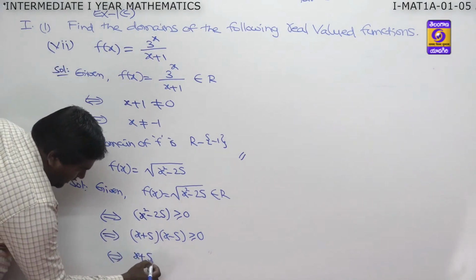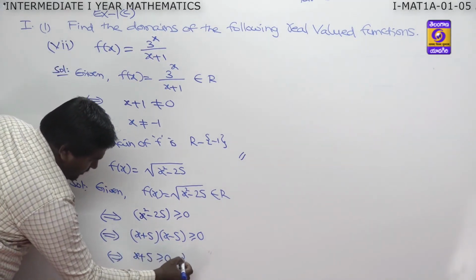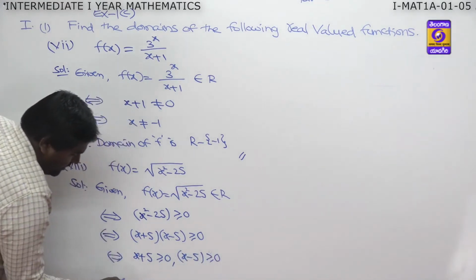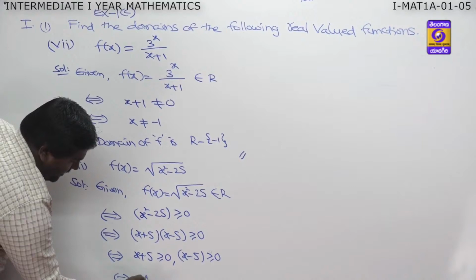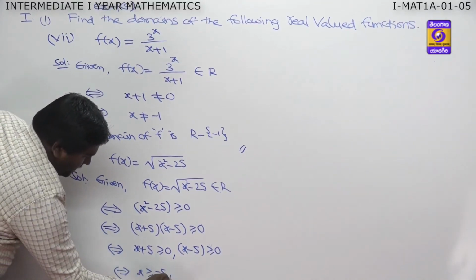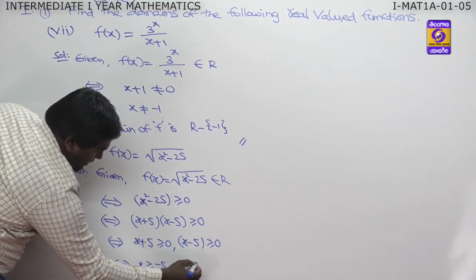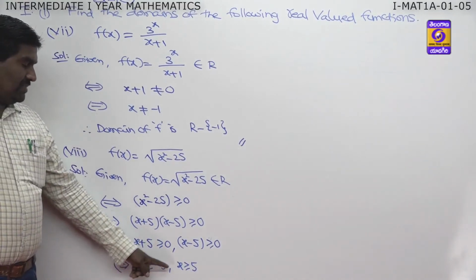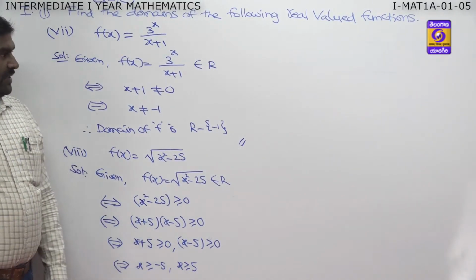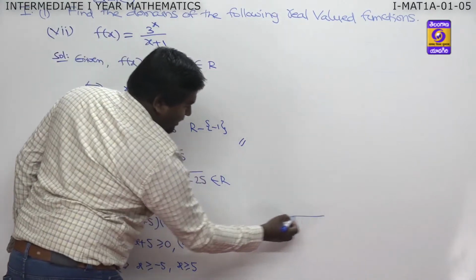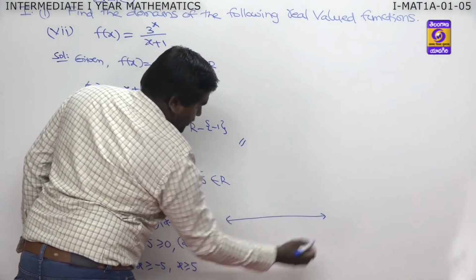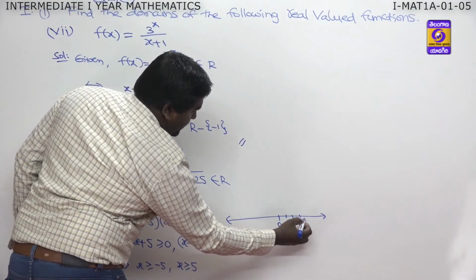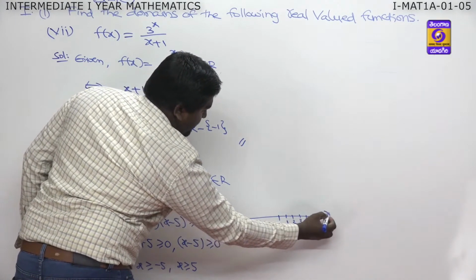x plus 5 must be greater than or equal to 0. x minus 5 greater than or equal to 0. Which gives you x is greater than or equal to minus 5. x is greater than or equal to 5. So we will see on the number line 0, 1, 2, 3, 4, 5.